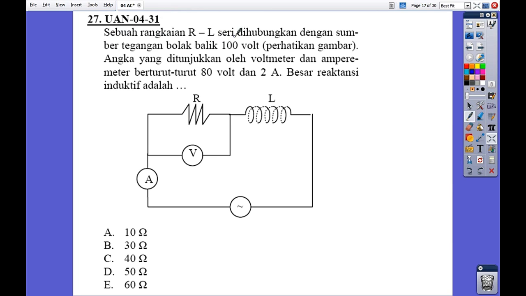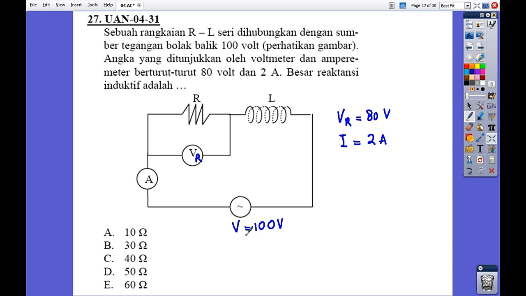An RL circuit is connected in series with an AC source of 100 volt. Look at the picture. The numbers shown by the voltmeter and ammeter are 80 volt and 2 ampere. What is the inductive reactance? So here the potential difference across R is given as 80 volt, the current flowing in the circuit is 2 ampere, and the AC source V is given as 100 volt.